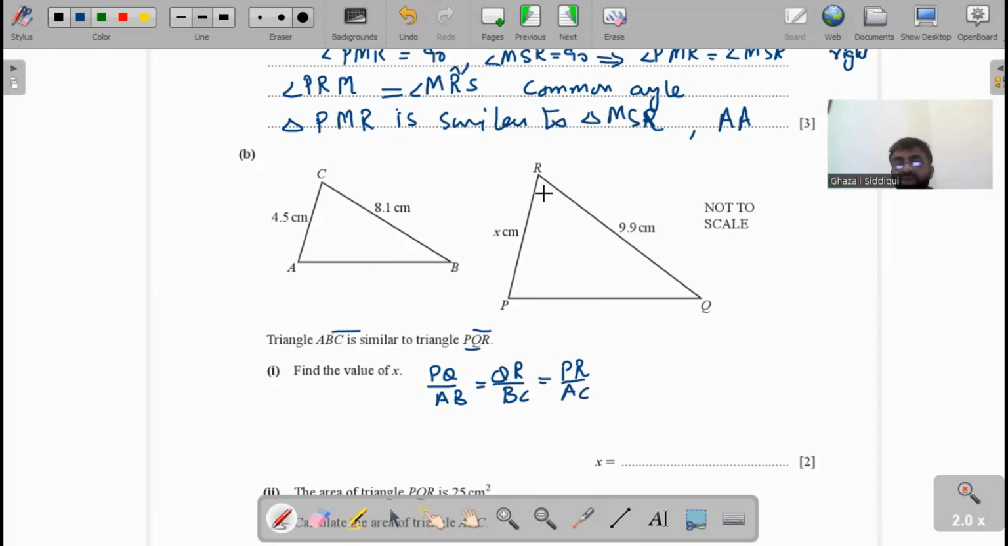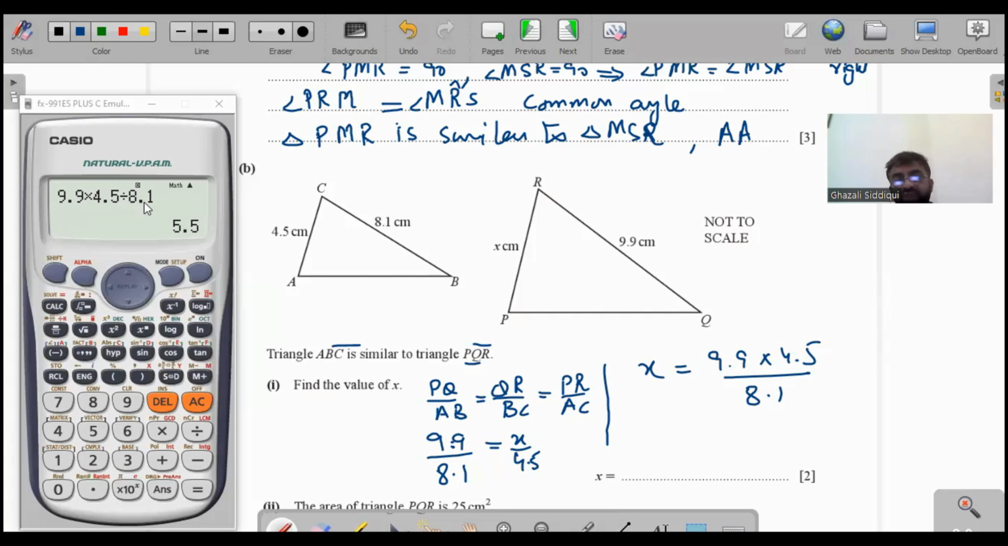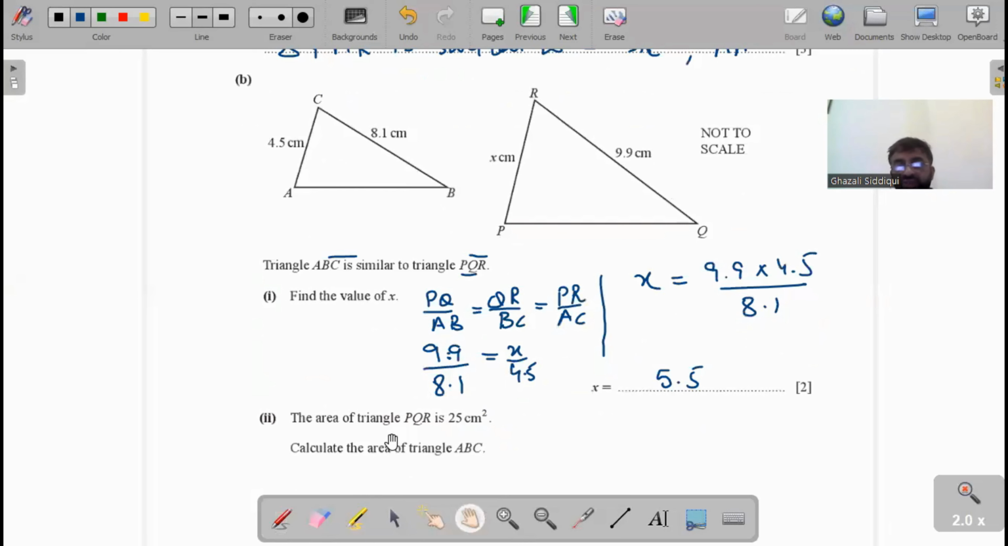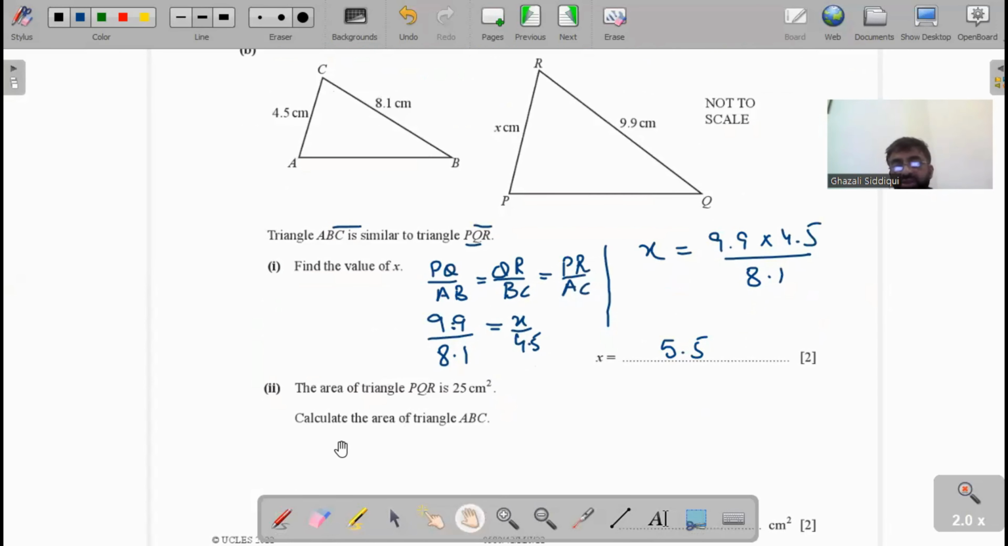Now here PR is given as x, AC is given as 4.5, QR is 9.9, and BC length is 8.1. Now we can calculate x equal to 9.9 multiplied by 4.5 divided by 8.1. We get 5.5. The answer is 5.5.